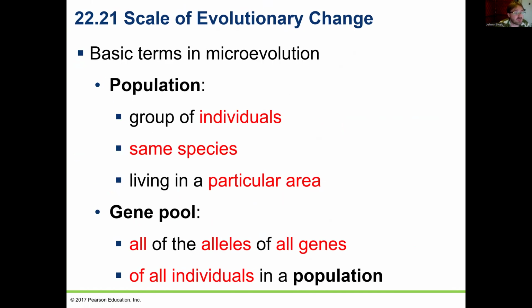Now, basic terms in microevolution. For evolution, the smallest unit we can really think about is going to be the population. This is a group of individuals of the same species that live in the same area and interact with each other. Any population is going to have a gene pool, which is every allele, which is every possible presentation of every gene that is in the population.